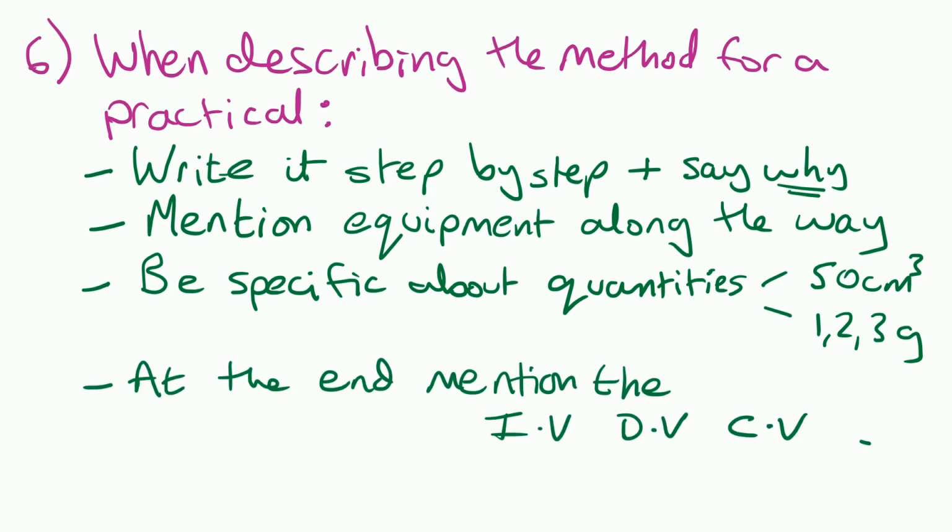So the independent variable is the one that you've changed. The dependent variable is the one that you've been measuring and writing down in your results table. And don't forget also to mention your control variables that you've kept the same in order to make it a fair test.